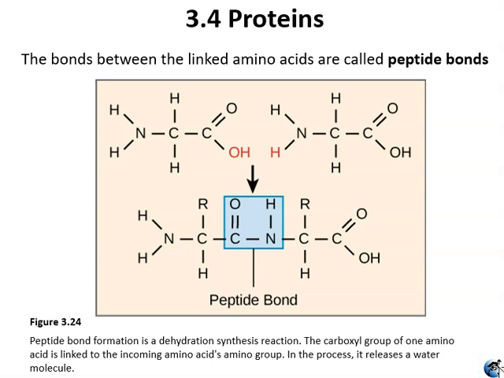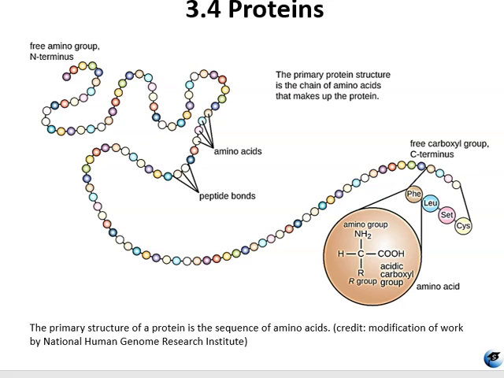Figure 3.24 is showing the schematic diagram of peptide bonds that link amino acids together. These bonds are formed via dehydration synthesis reactions that link the carboxyl group of one amino acid to the amino group of another amino acid. This reaction is termed dehydration synthesis, because when these two link together, a hydroxyl and a hydrogen are released, and then those two subsequently form a water molecule. Here is a schematic diagram of the primary structure of a protein. It is simply a long sequence of amino acids that are linked together.